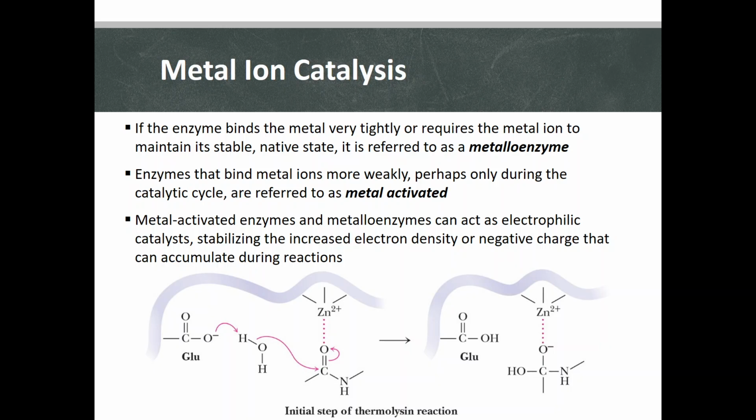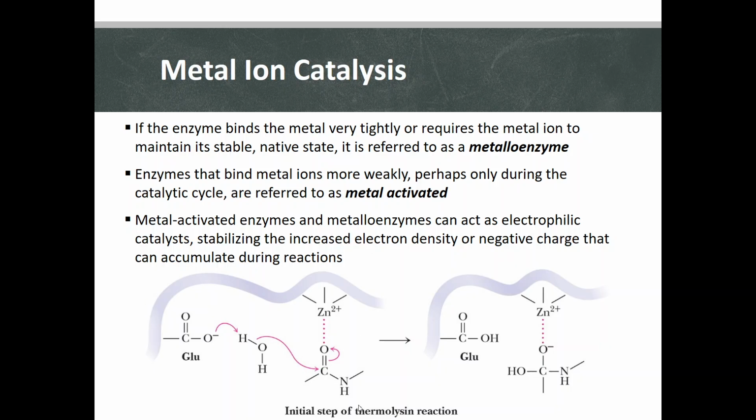In either case, the metal activated or metalloenzyme case, the metal can act as an electrophilic catalyst. So it may stabilize increased electron density. If you have accumulated negative charge in a transition state, your metal nearby helps to neutralize that overall negative charge and stabilize the transition state. Or conversely, you may see other interactions I'll tell you about on the next slide.